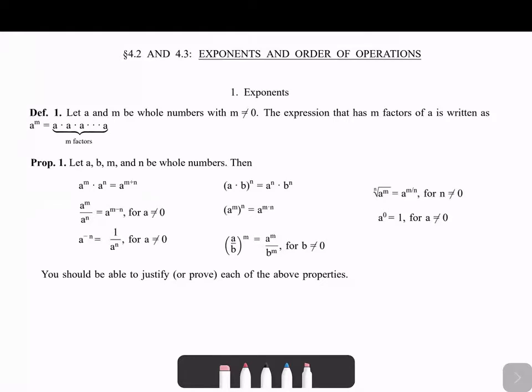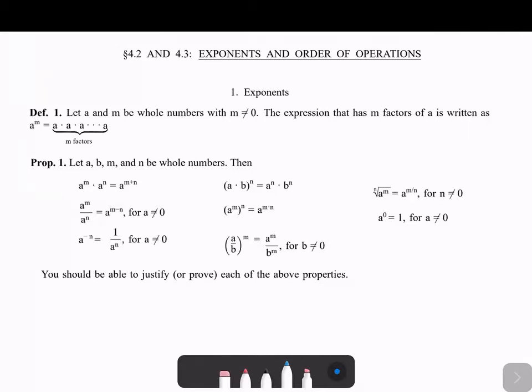Okay, so first off, what's the definition of the exponent, if we're raising something to a power? If we have two whole numbers, a and m, we can raise a to the power of m and write it like this. A to the m is just where you multiply m factors of a together. So this is the definition.